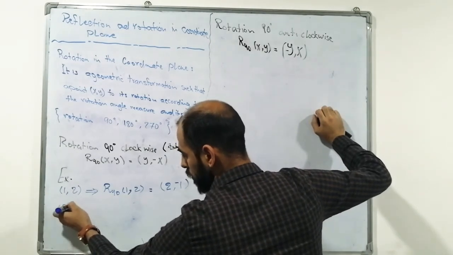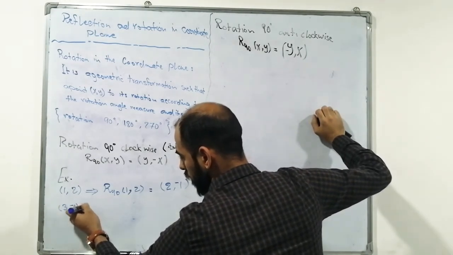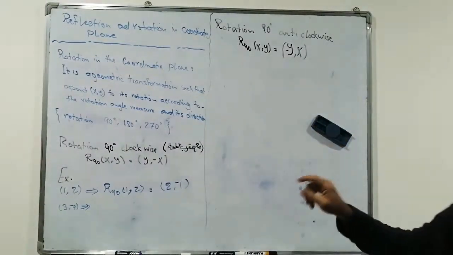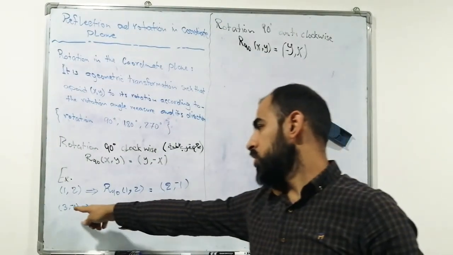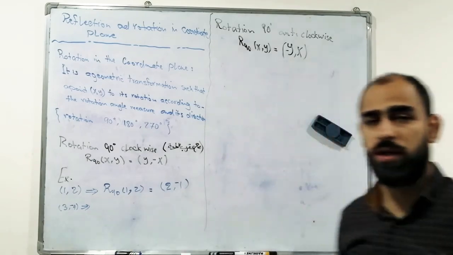3, minus 4. For example, this point, we have to find the rotation of this point 90 degree clockwise.